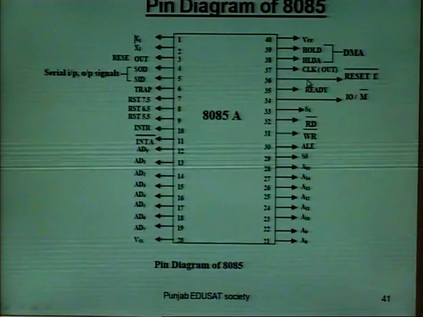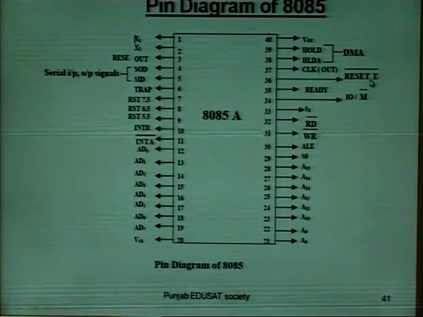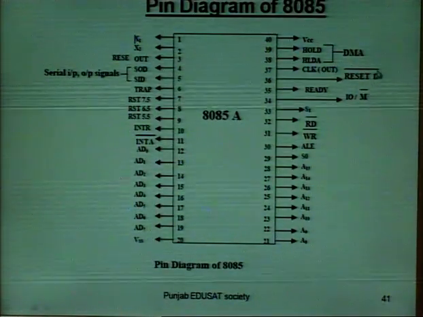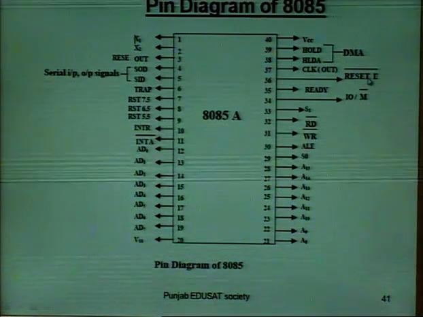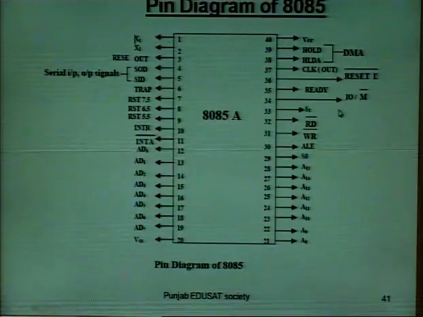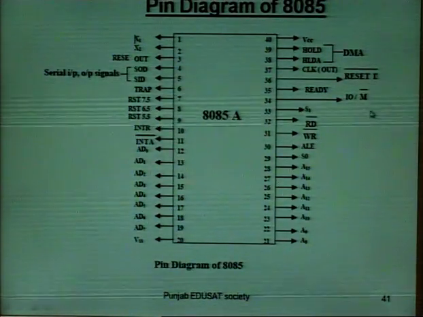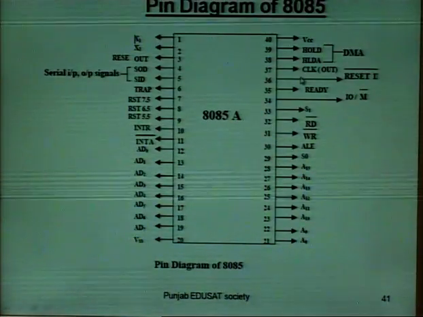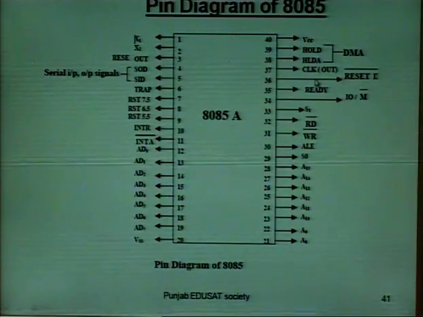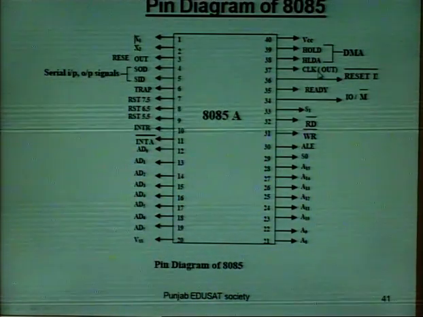After that, we have RESET IN. Reset in is an active low signal. Whenever the signal on this pin is low, the microprocessor is reset, that is its program counter, hold acknowledge and interrupt enable are all disabled. The program counter comes to 0000. Then clock out, here a 3 megahertz signal is available.